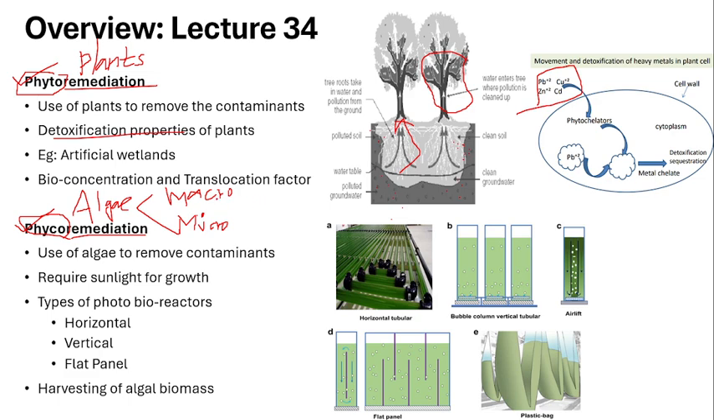Macroalgae are larger in size, and this includes seaweed. Microalgae are smaller in size; we can only view them with the help of a microscope. The most commonly used microalgae are Spirulina species and Chlorella species. These are some examples of microalgae. Here the algae are used for the removal of contaminants, and algae require sunlight for growth. Generally, these algae are cultivated by two different methods: one is the open system, and the other one is the closed system.